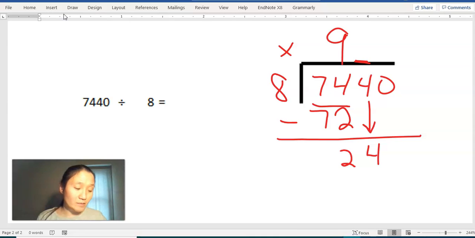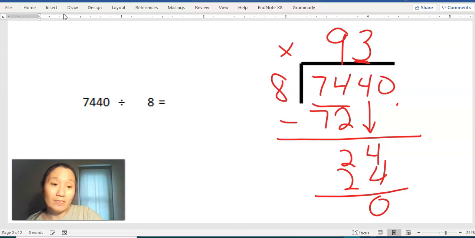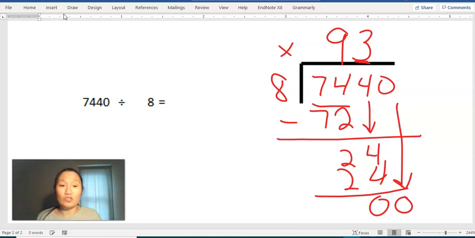Well, if you know 8 times 2 is 16, so 8 times 3 is 24. Drop your 0, and then there's nothing there. There's an extra space, so we'll put a 0 there, so 930, because you need to have 1, 2, 3 digits. Some kids really like this method, some kids do not. It kind of just depends on how you want to look at that.